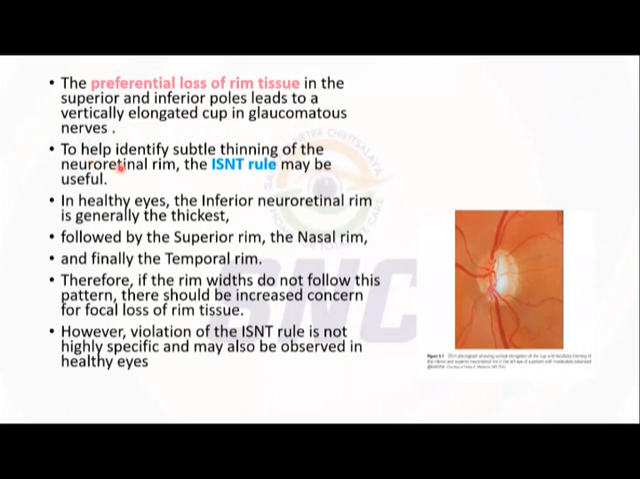To help identify subtle thinning of the neuroretinal rim, the ISNT rule may be useful. In healthy eyes, the inferior neuroretinal rim is generally the thickest, followed by the superior rim, then the nasal rim, and finally the temporal rim. So the temporal rim is the thinnest in healthy eyes. If the rim width does not follow this pattern, there should be increased concern for focal loss of rim tissue. The violation of the ISNT rule is not highly specific and may also be observed in healthy eyes.